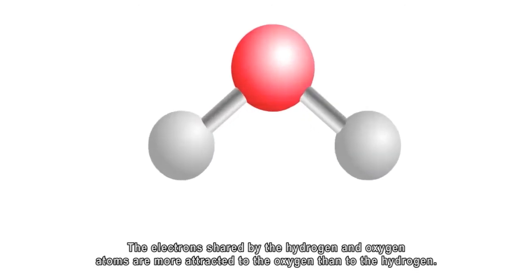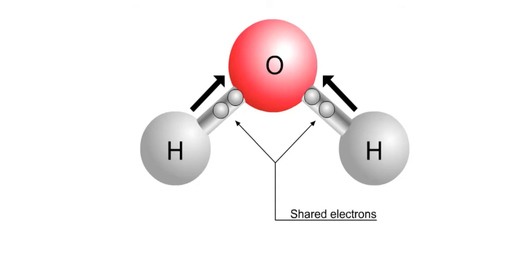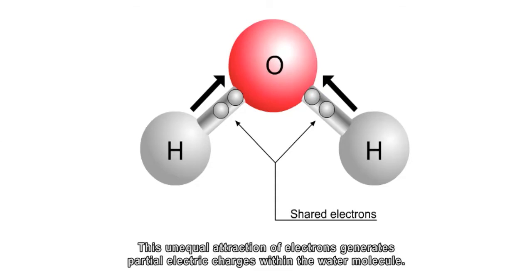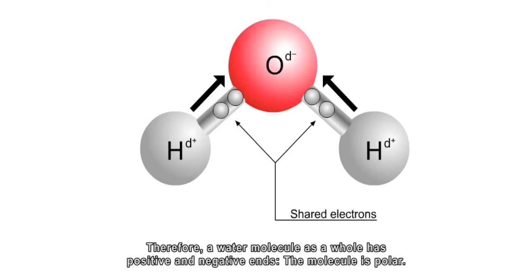This means that electrons shared by the hydrogen and oxygen atoms are more attracted to the oxygen than to the hydrogen. This unequal attraction of electrons generates partial electric charges within the water molecule. The oxygen atom has a partial negative charge, and the hydrogen atoms have a partial positive charge. Therefore, a water molecule as a whole has positive and negative ends.